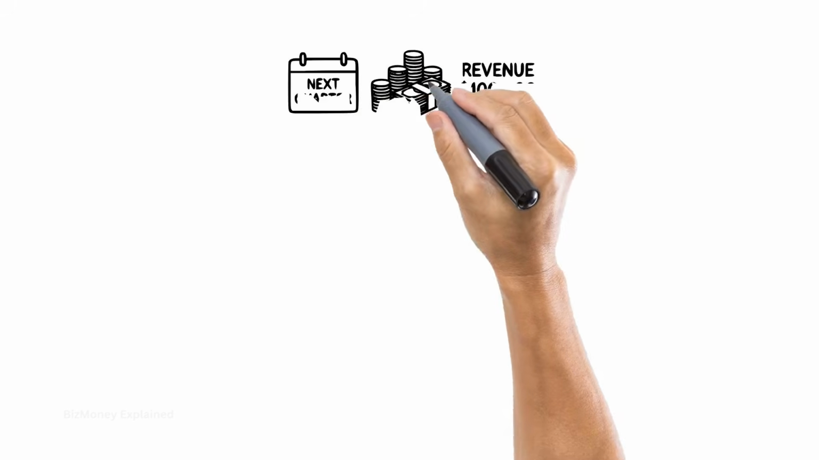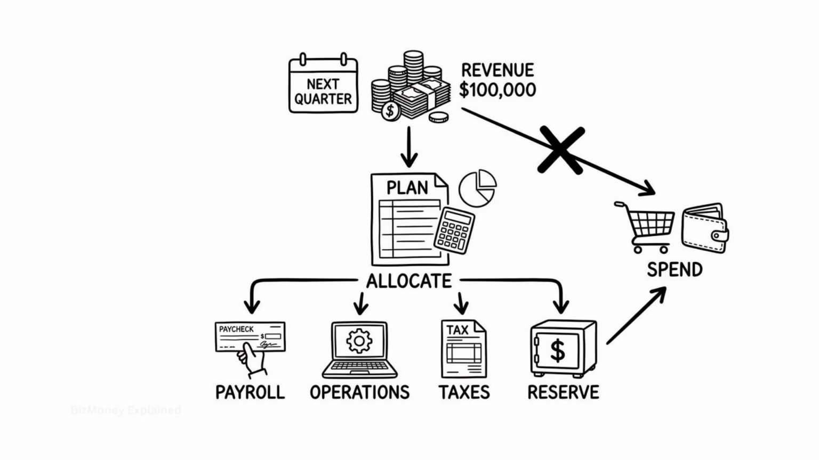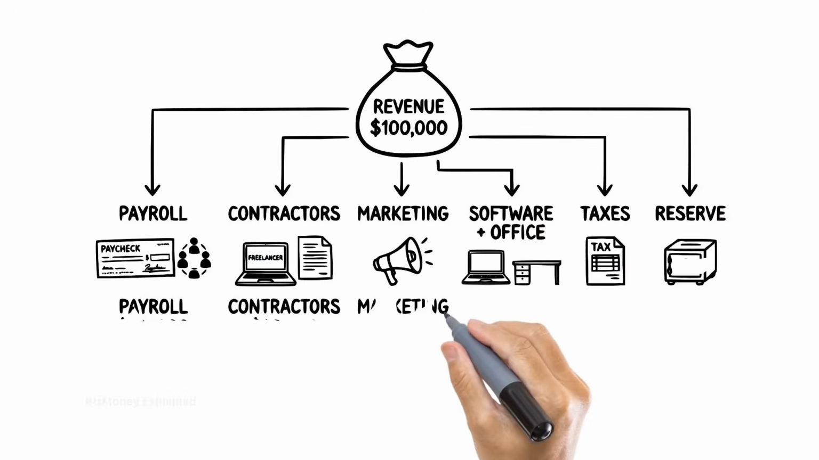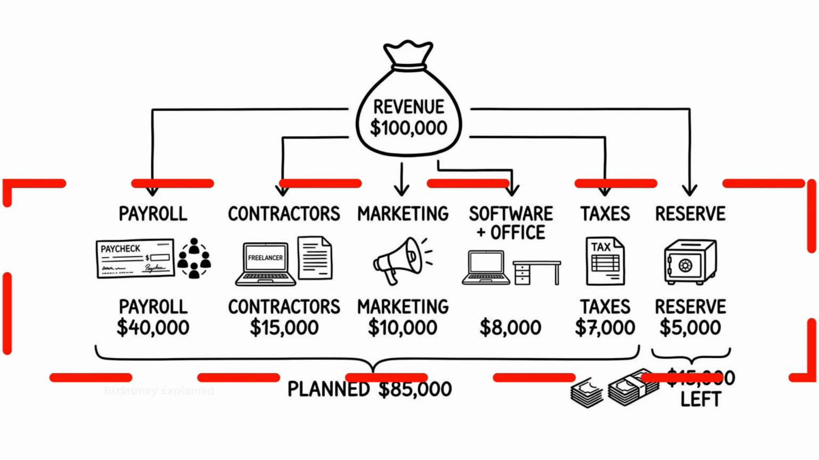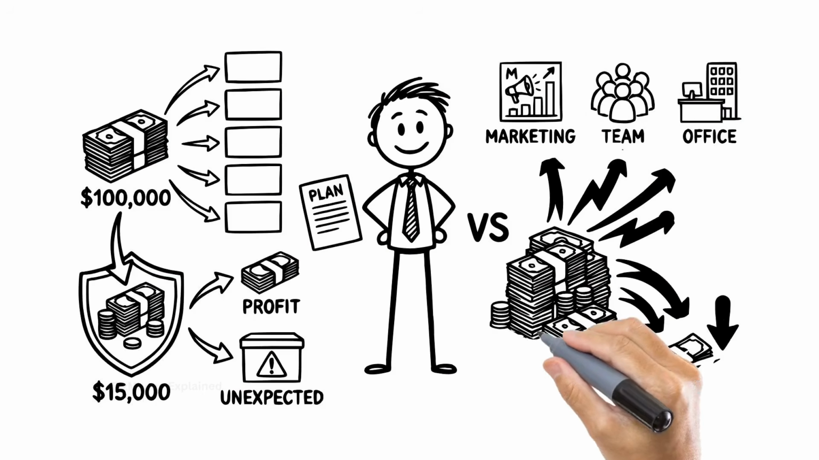Budget before spending money. Imagine a marketing agency expects $100,000 in revenue next quarter. Instead of treating that entire amount as available money, management creates a plan before spending it. $40,000 is allocated to payroll, $15,000 to contractors, $10,000 to marketing, $8,000 to software and office expenses, $7,000 to taxes, and $5,000 to reserves. The remaining amount provides room for profit and unexpected costs.